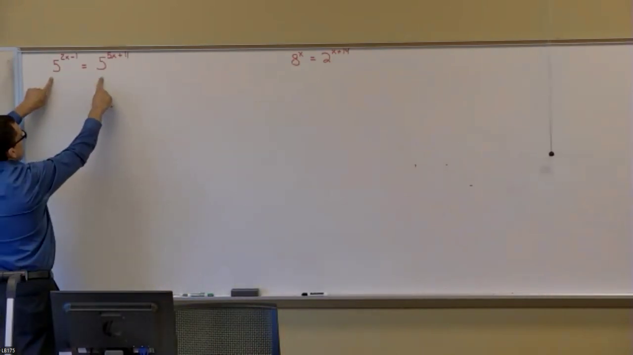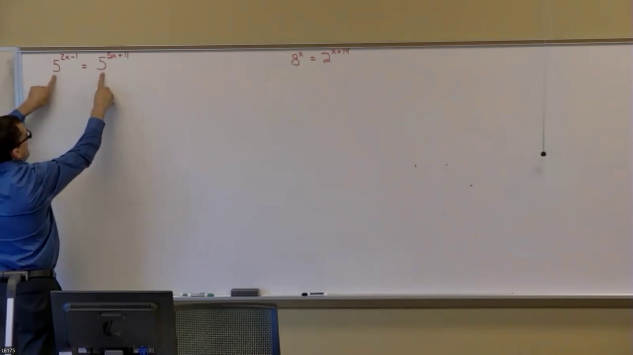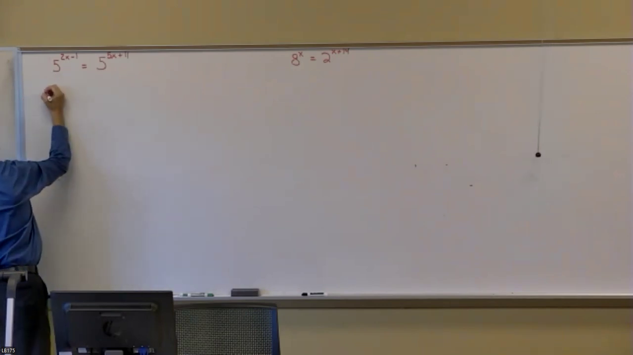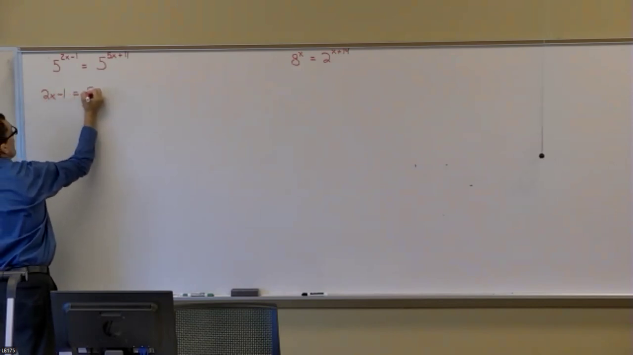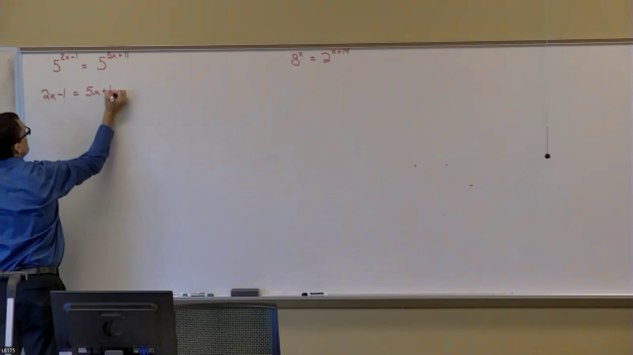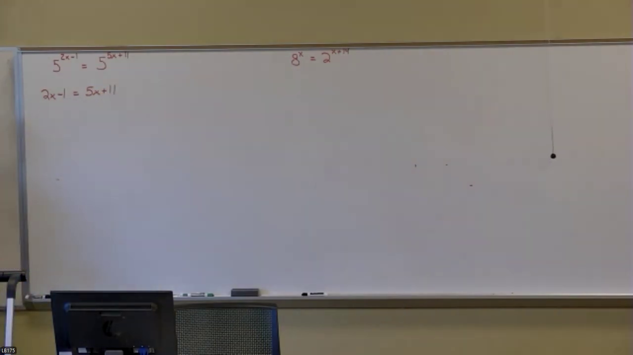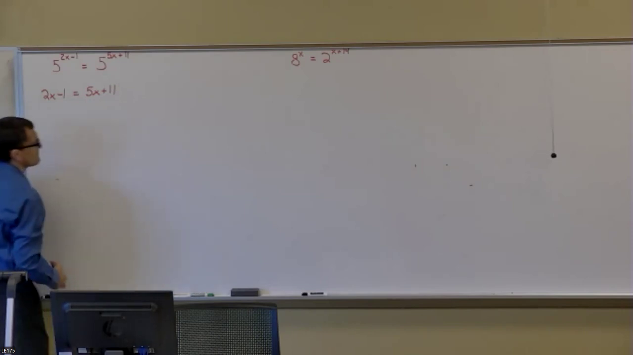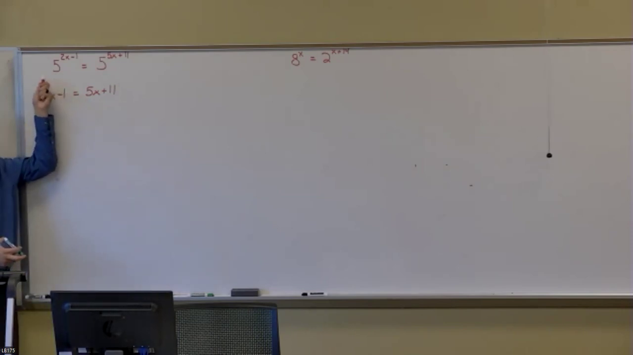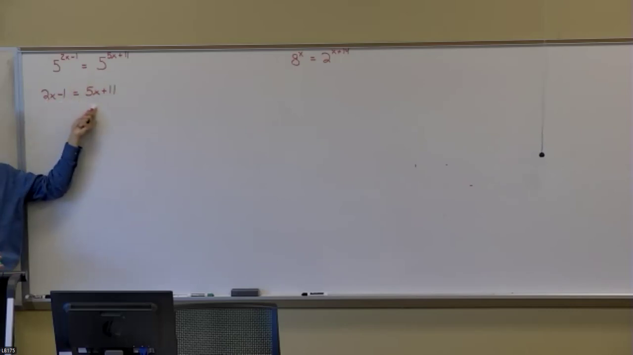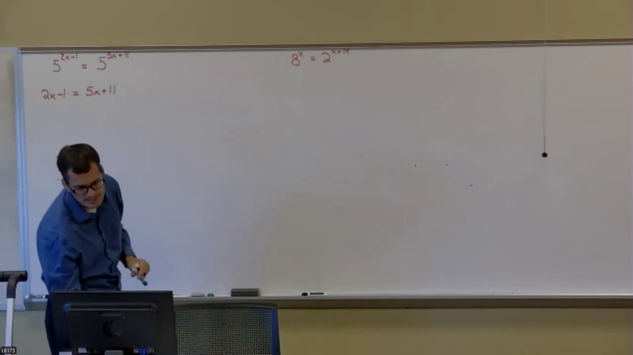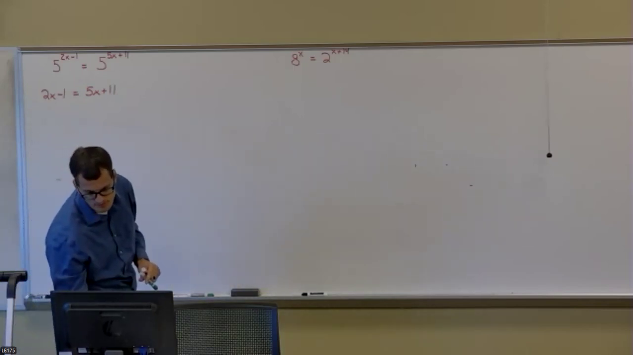This one is pretty straightforward. We have the same base. So this means that the exponents have to be equal. And then I can just solve for x. Now we've gone from an exponential equation into a linear equation. And that linear equation obviously is easy to solve for x.